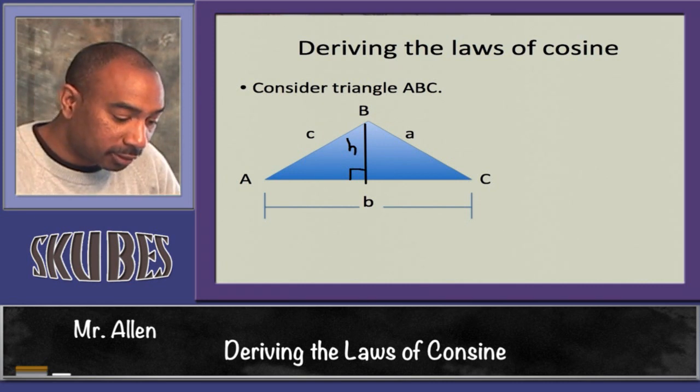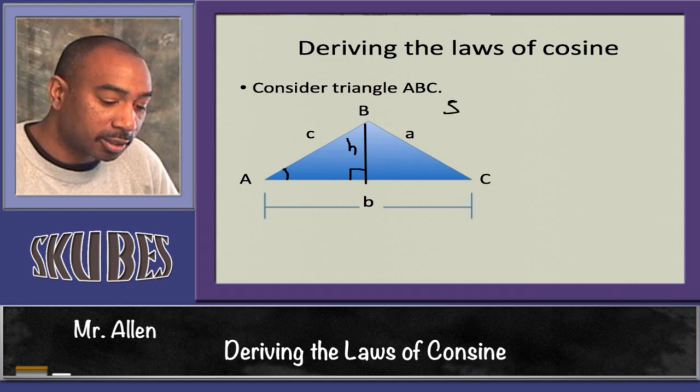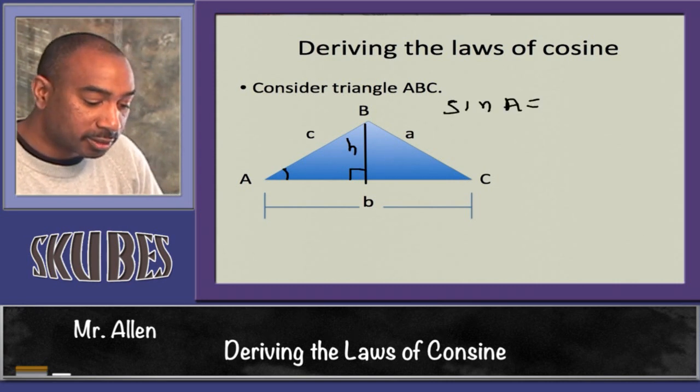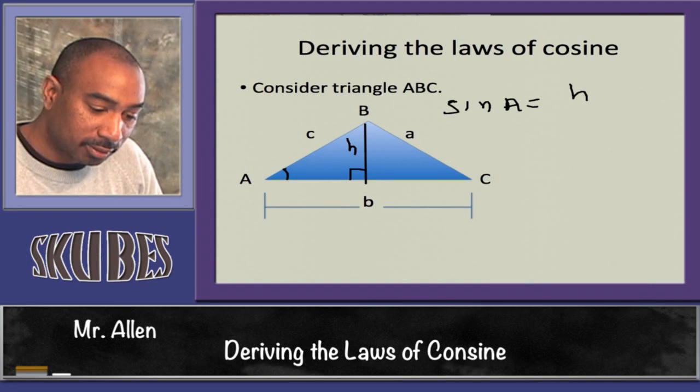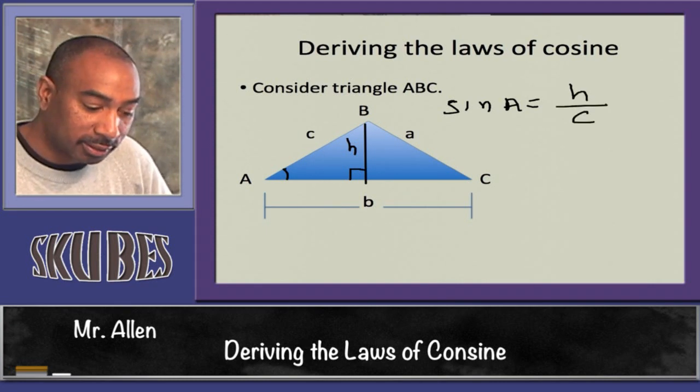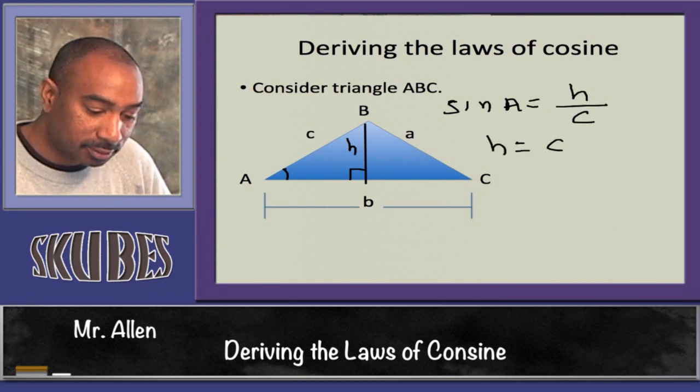If we take the sine of angle A, remember, the sine is the opposite over the hypotenuse. So you're going to have h over c. And if I were to solve for the height, I get h equals c times sine of A.